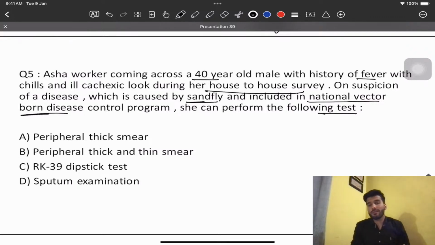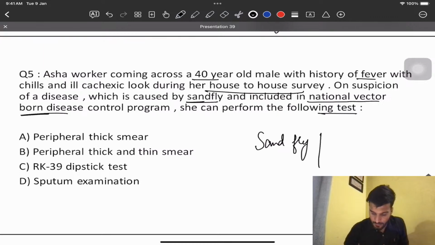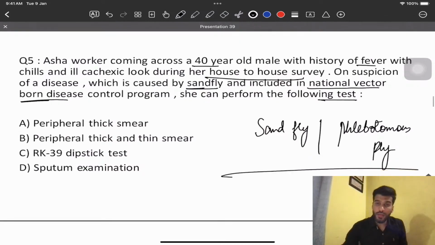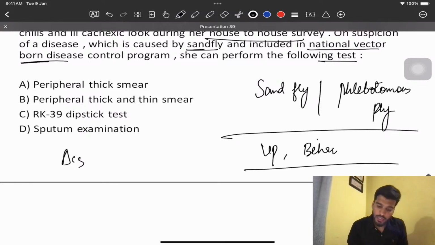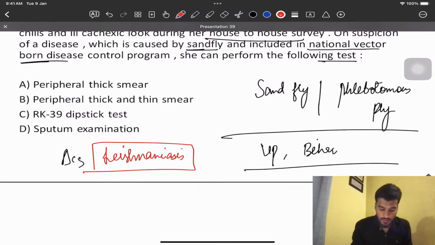So which disease is caused by the sand fly, guys, or phlebotomous fly? Sand fly or phlebotomous fly, my dear students, is mainly seen in UP and Bihar. Your diagnosis will be leishmaniasis. And I've already discussed the question on leishmaniasis. What is the test that we do, my dear students? RK39 dipstick test. Okay, guys, RK39 dipstick test.